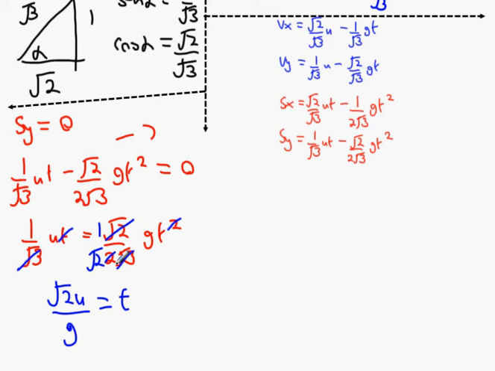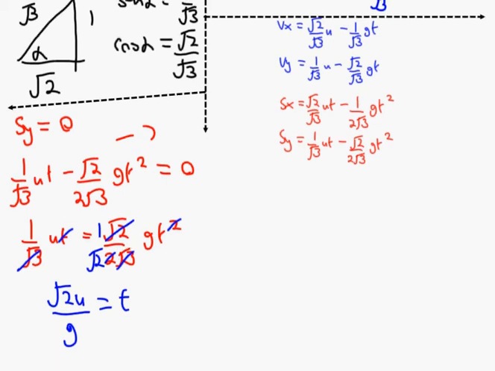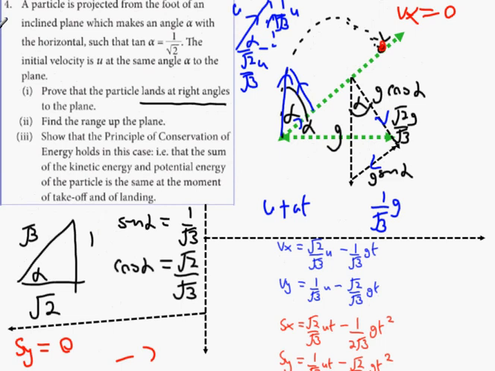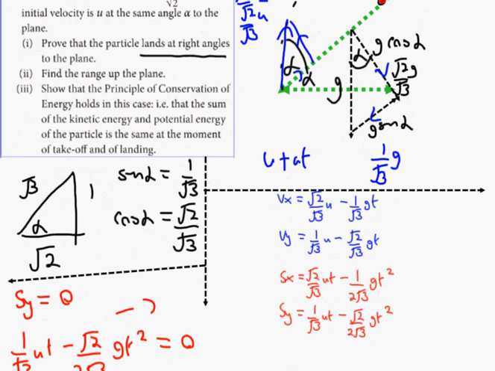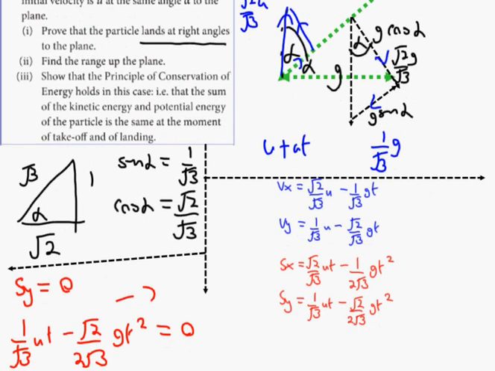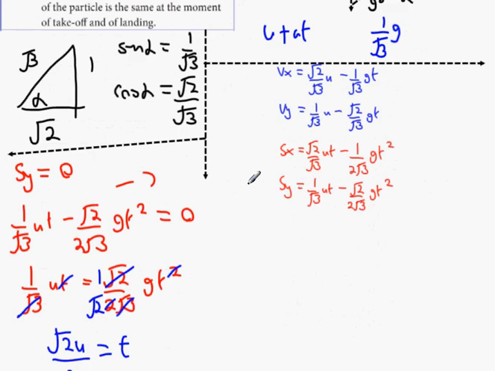Okay. Now, what does the question say again? Prove that the particle lands at right angles to the plane. So what they're doing is I have to prove that's a right angle. Yes, I'm going to prove phi x equals 0.